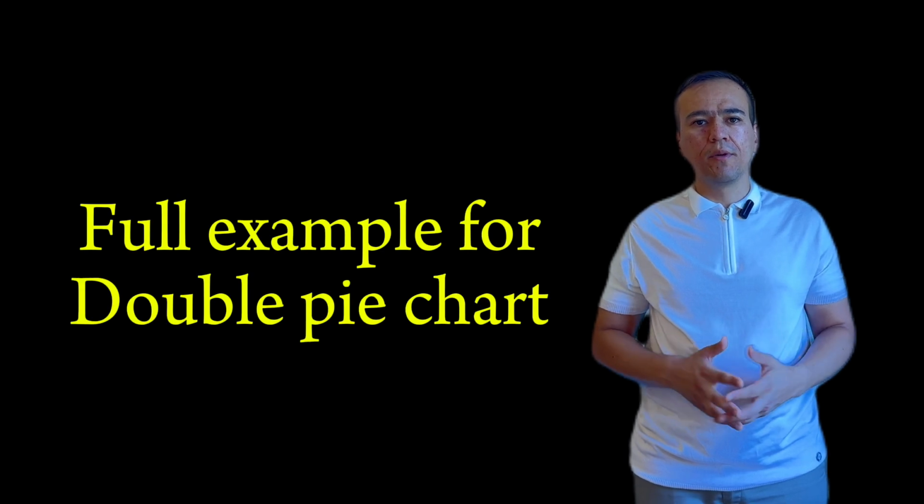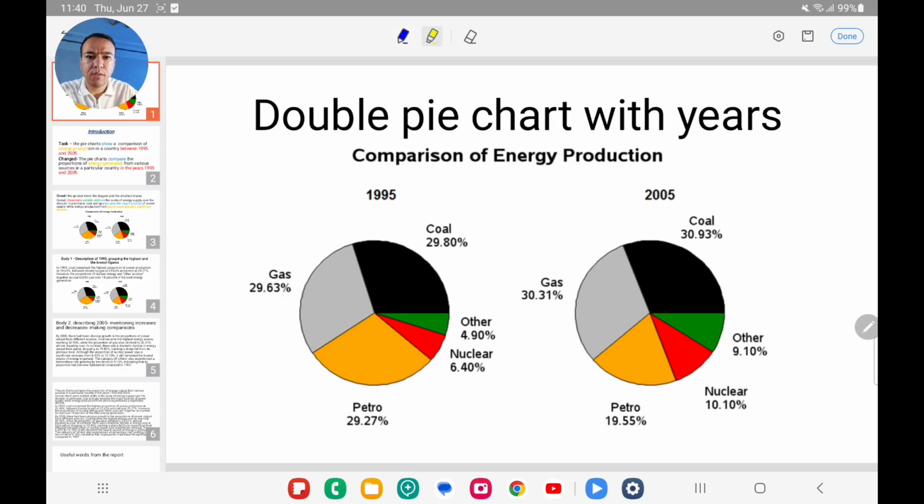So now let's see full example for double pie chart. Here we have double pie chart with years, and if you pay attention, we have 1995 and 2005. In this type of pie chart, as I mentioned, we can write about increases and decreases. Breakdown of this essay will be introduction, overall, and body 1 and body 2. Let's see them with examples.